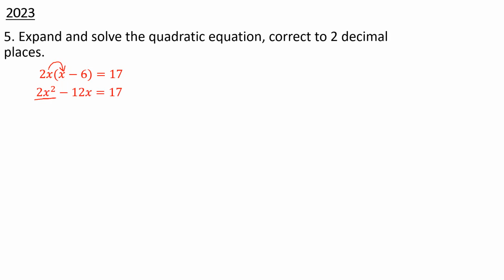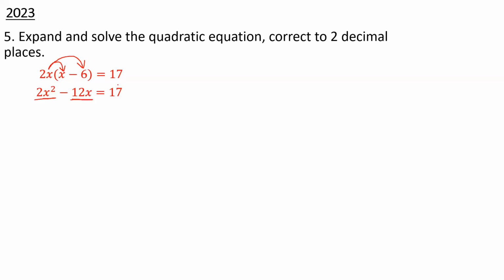The next thing we're going to do is multiply 2x and negative 6. So 2x multiplied by negative 6 is negative 12x. You have the 2 multiplied by 6, and that's how we get the 12, and we attach the x there. Then we just bring down the 17.